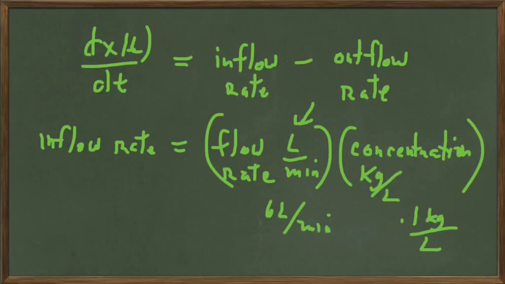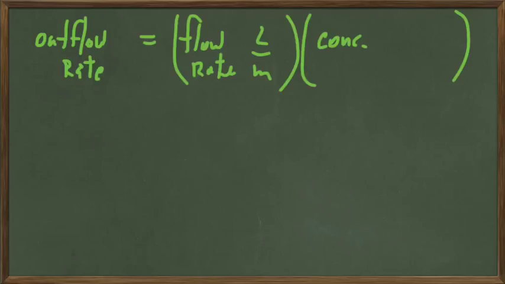So what about the outflow rate? Well, the outflow rate has unknowns in it. The flow rate out will still be known, like 6 liters per minute, maybe 5 liters per minute. We'll actually do both of those examples. But the concentration would be the amount of pure substance in the tank, x of t, divided by the amount of liquid in the tank.